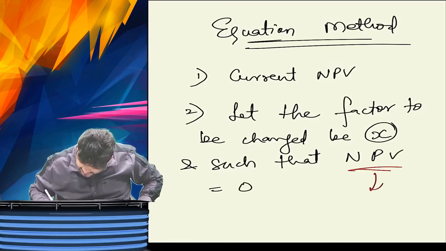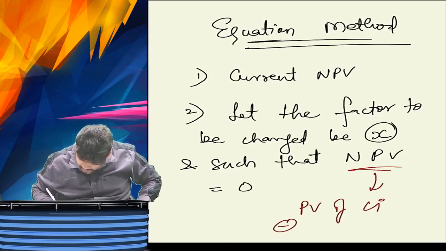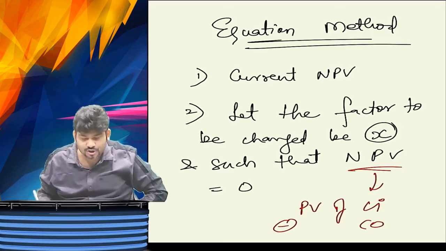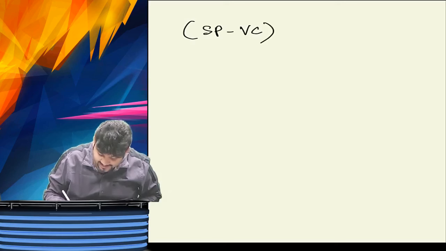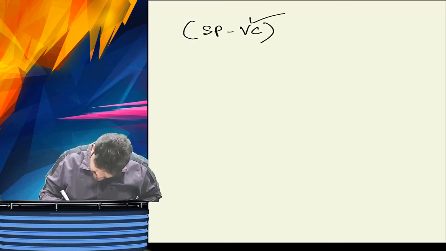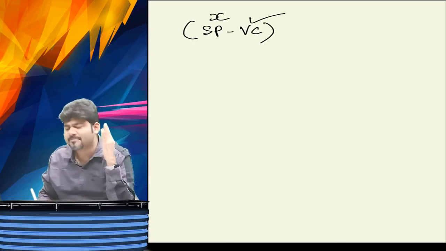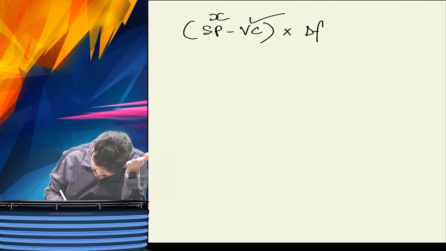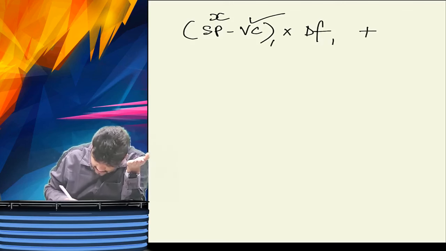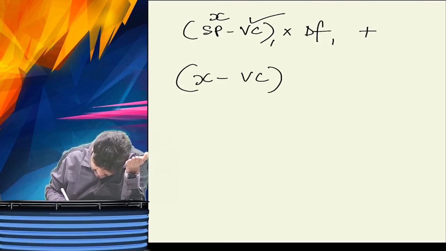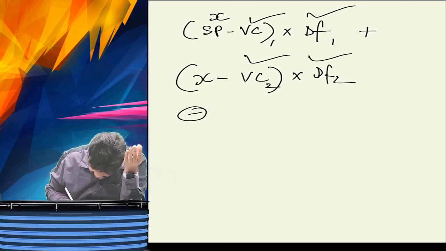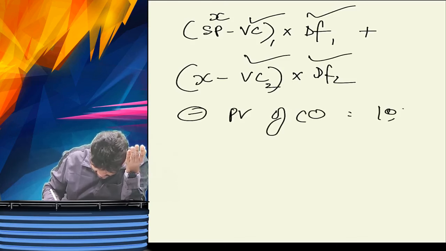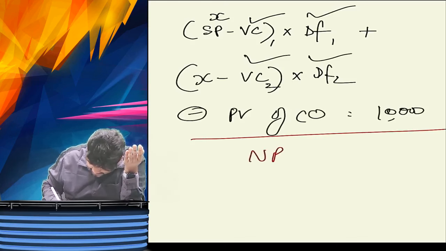What is NPV, guys? Can I say it is present value of cash inflow minus cash outflow? That should be equal to zero. So what we will do is we will find the present value of cash inflow. How do you calculate the cash inflow? So say selling price minus variable cost, right? Now say variable cost is given. We need to change the selling price in such a way that this multiplied by the discounting factor, so this was first, plus again X minus variable cost 2 into discounting factor 2. So this is given, this is given, this is given. All of this minus present value of cash outflow, given say 10,000, we will get the NPV as 0.